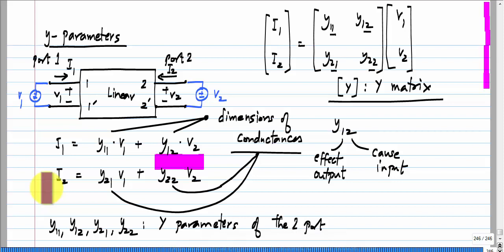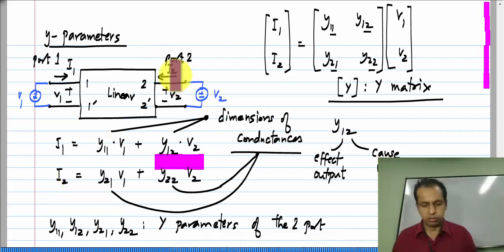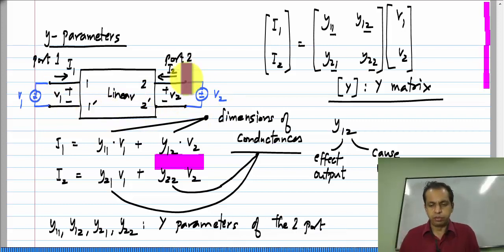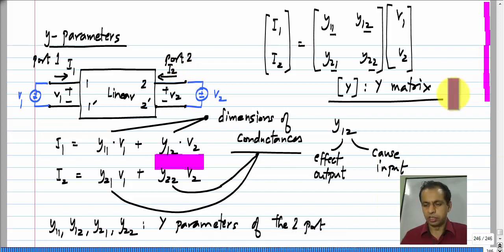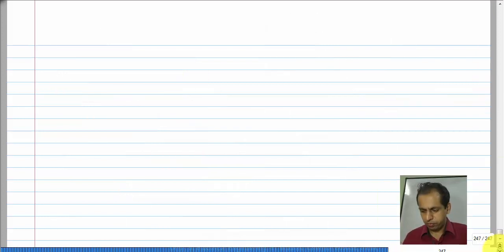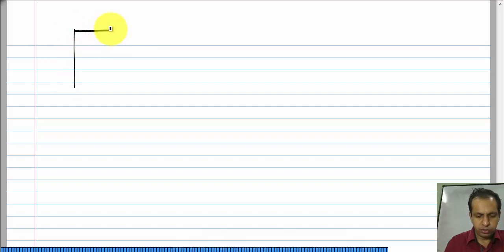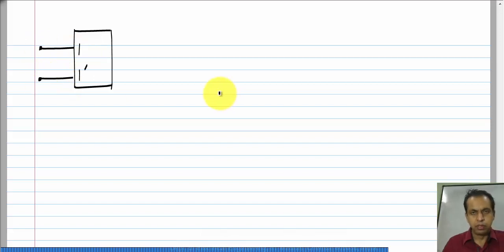Now, so far we have not done anything special. We knew that I1 and I2 would be linear combinations of V1 and V2, and that is what we have expressed, and there is a standard way of putting down these things, and that is what I have shown here. Just to make an analogy with one port, if you have a single port and you think of V as the cause, let us say V1, there is only one port.